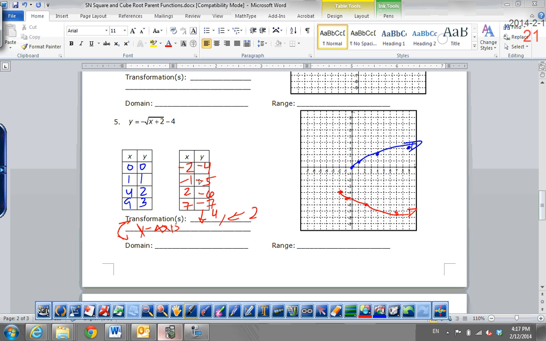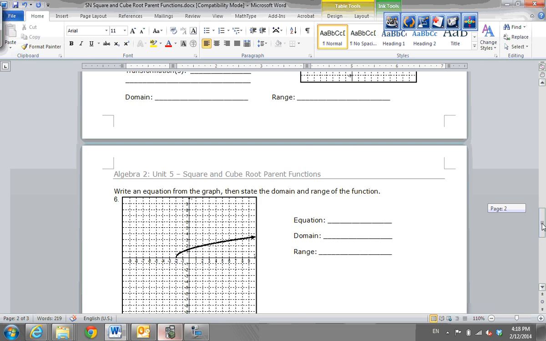Boom. Domain is going to be everything bigger than -2 there, so -2 to infinity. And my range is, actually, this is kind of awkward, -infinity to -4. That one's tough because we're going bottom to top always. Domain left to right, range bottom to top.